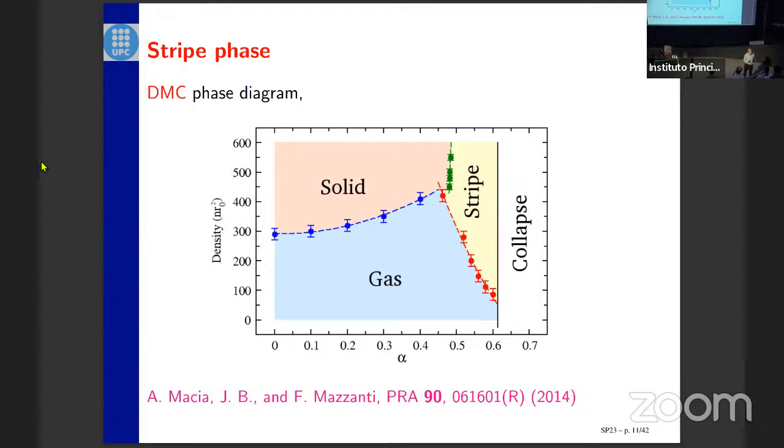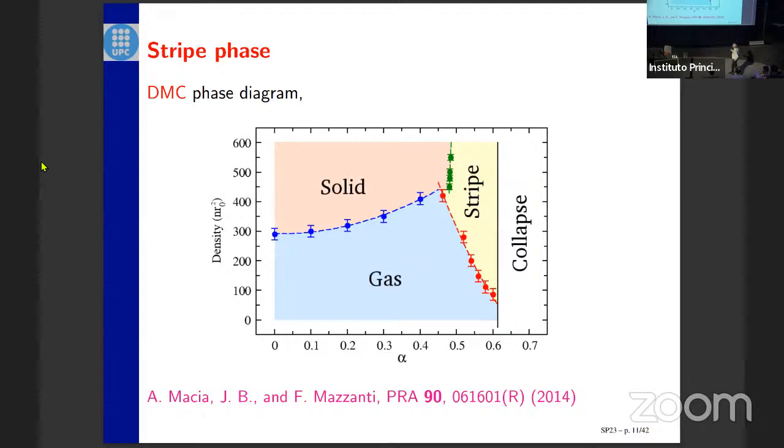We are at zero temperature, okay? It's not a finite temperature. This is just due to the anisotropy of the interaction. The problem with that, for experimentalists, is that the density of the stripe phase is very high. This is in what is called dipolar units. It's too high, I think, to be accessible from experiments, okay?